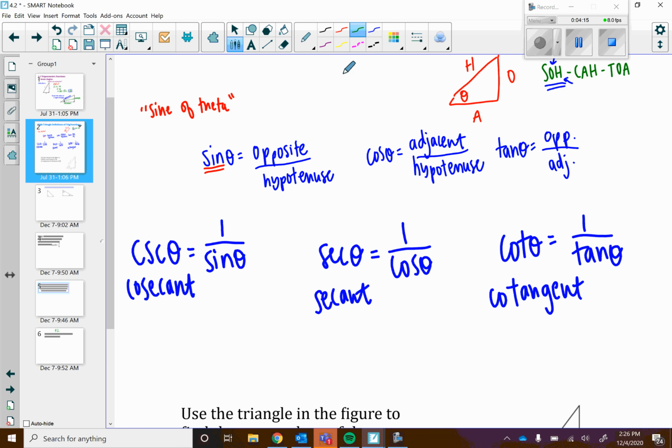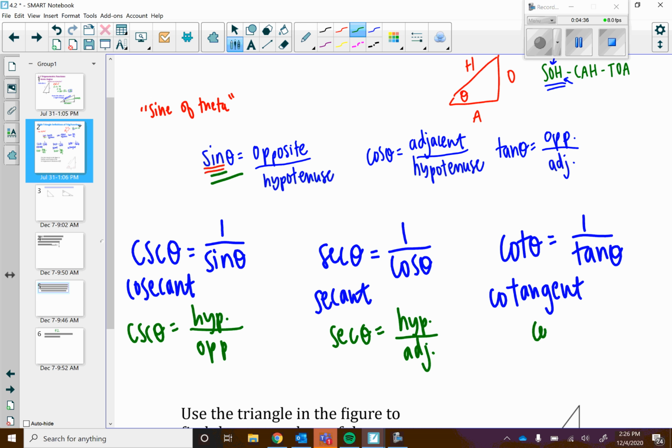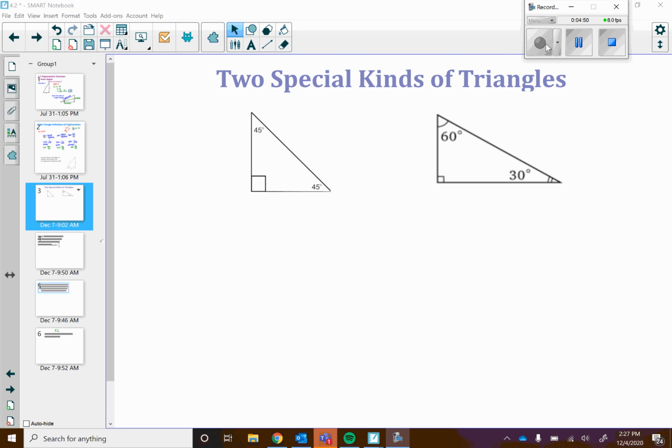Which means we could write cosecant as the reciprocal of sine, so hypotenuse over opposite. Or I guess I can do them all because they're not that bad. Secant is the reciprocal of cosine, so it would be hypotenuse over adjacent. And cotangent is the reciprocal of tangent, which means it would be adjacent over opposite. All of this is super important, so make sure you have it clearly in your notes.